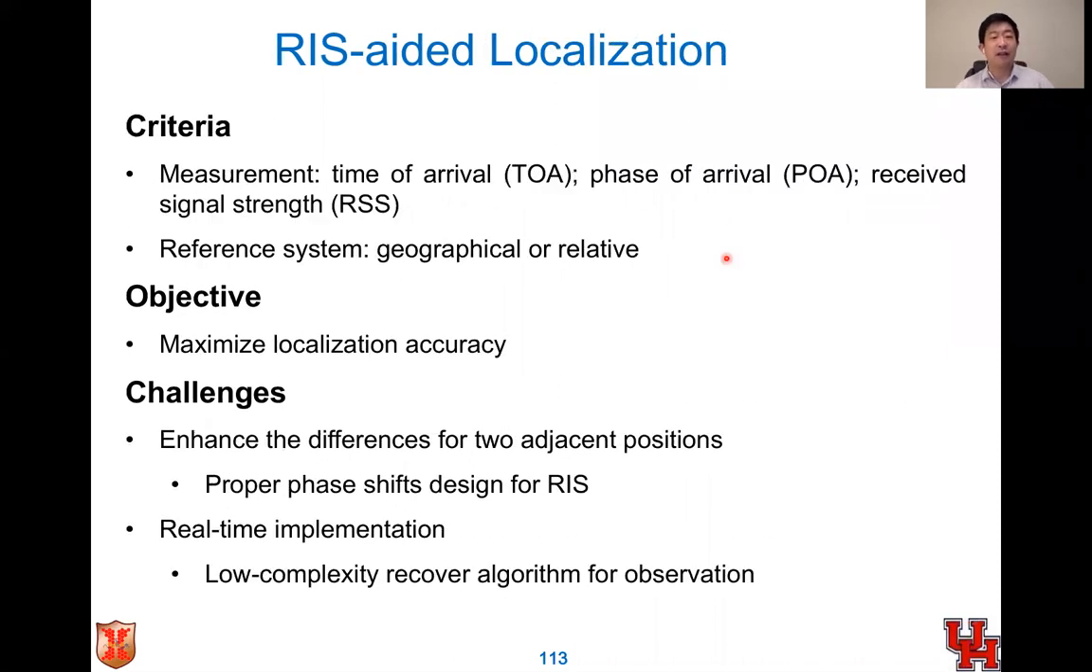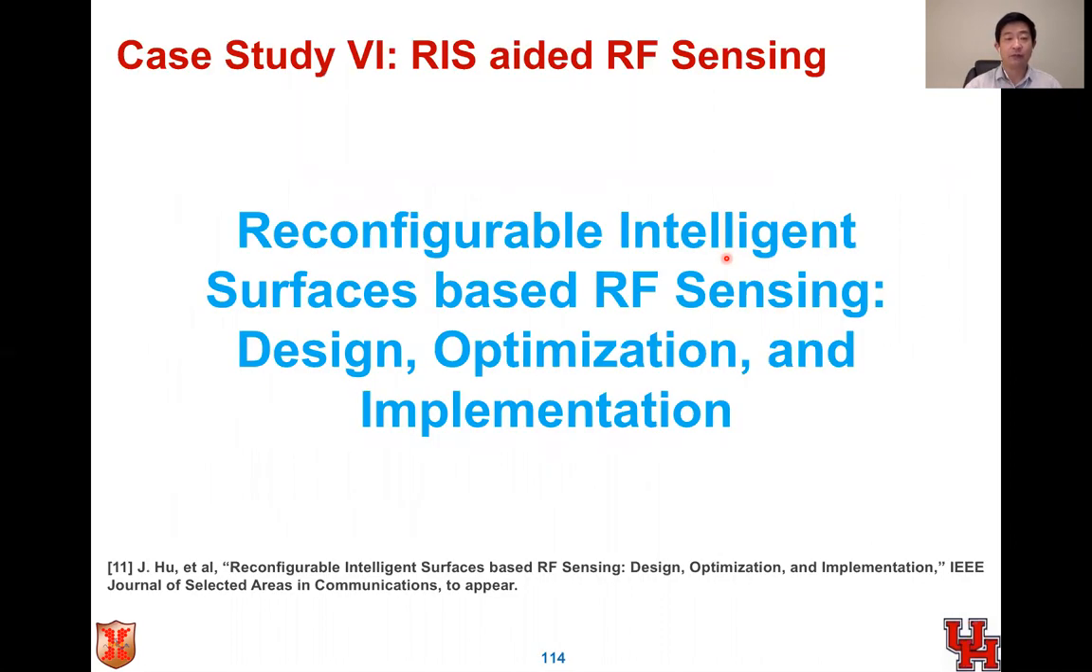And for RIS localization, the criteria measurements are time of arrival, phase of arrival, and received signal strength, and the reference signal can be geographic or relative. The objective is to maximize the localization accuracy. The challenge is to enhance the difference between two adjacent positions and the proper phase shift design for RIS. And for real-time implementation, we want a low-complexity recovery algorithm for observation.